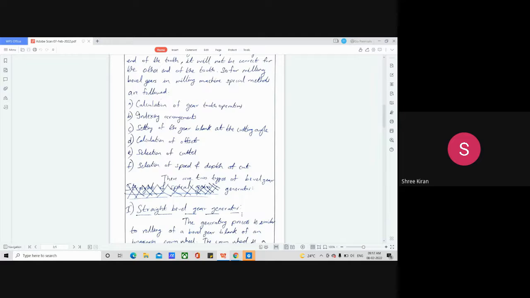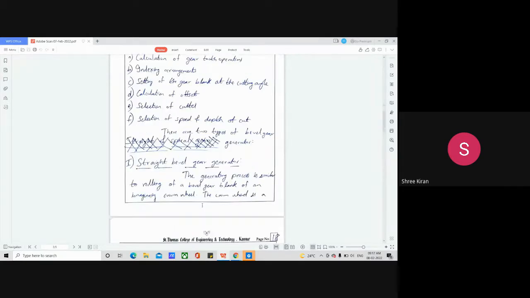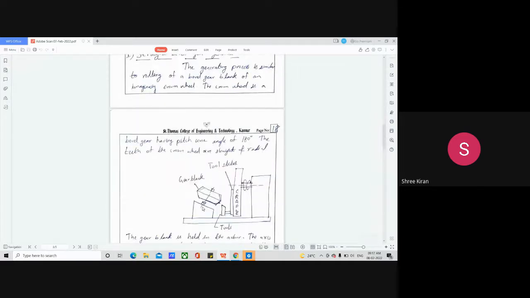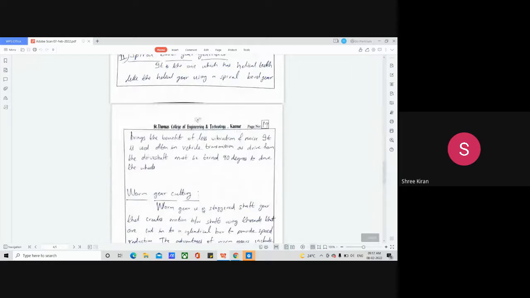Then there are mainly two types of bevel gear generators. First one is the straight bevel gear generator and the second one is the spiral bevel gear generator. See here: this is a straight bevel gear generator, and the next one is the spiral bevel gear generator.